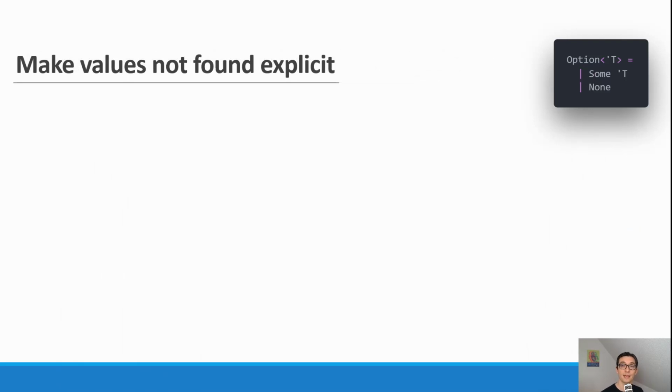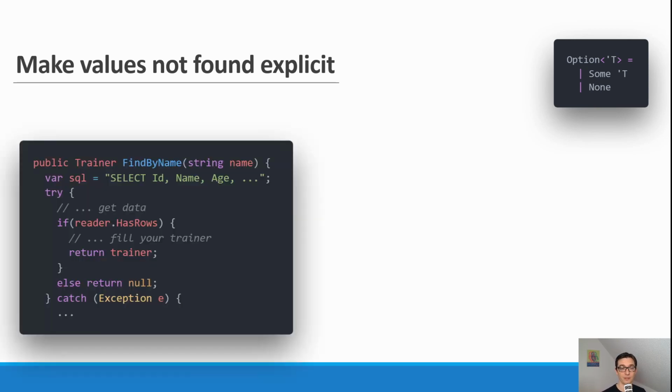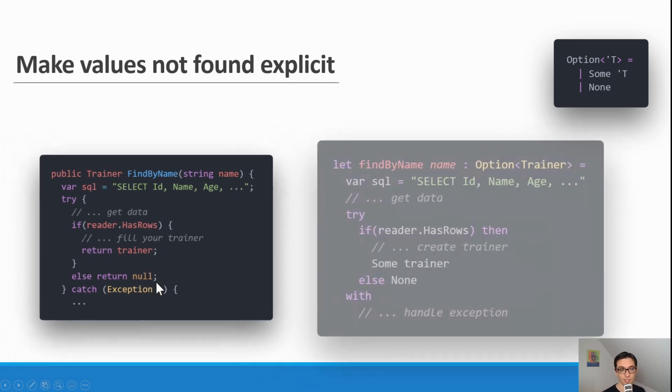Okay, we had another problem with null. We had the problem that we don't make it explicit if we haven't found a value. This was the case in here, reduced down a bit, so we get the data, and if the reader has a row, we return it, and otherwise we return null. So how can we actually solve this with options in F#?